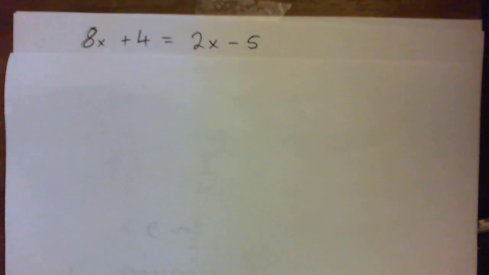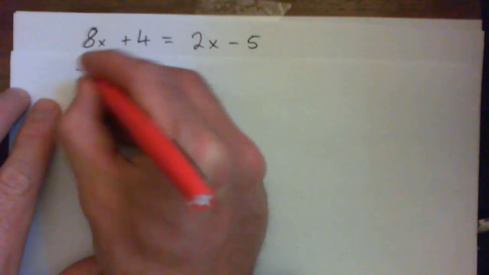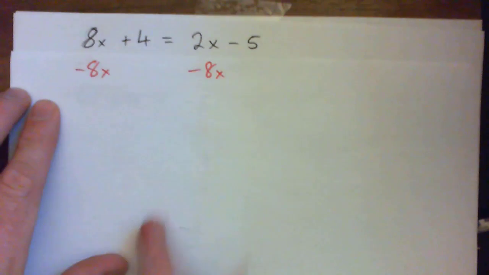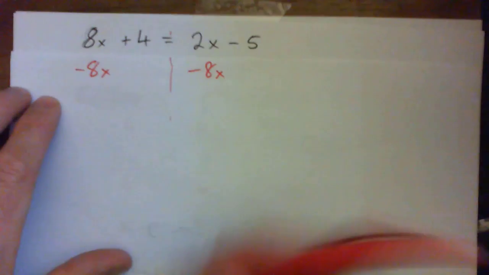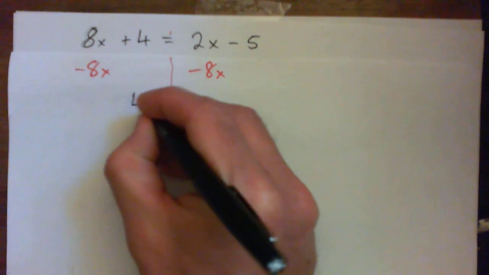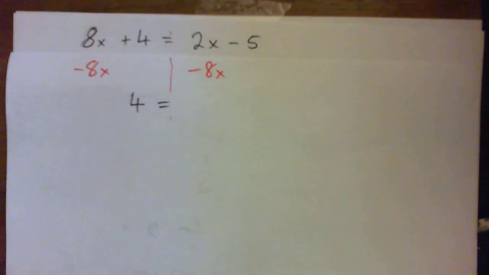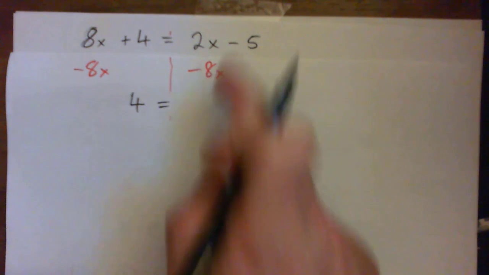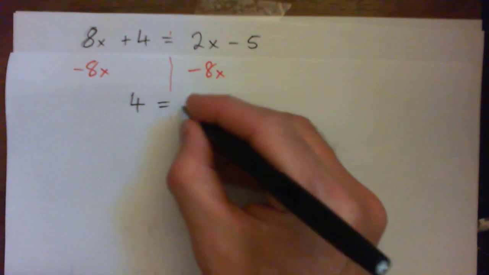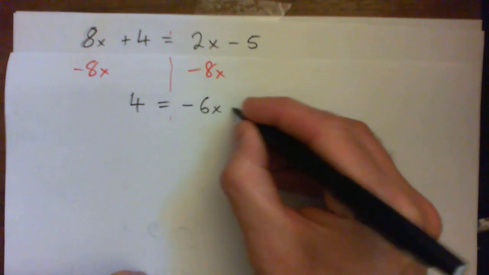We could subtract the 8x? Yeah, let's subtract 8x for fun. Let's see what happens. Now, it has to be both sides of the equal sign, right? So make sure that's happening. Now, 8x minus 8x is nothing, and so I got 4 over there. And 2x minus 8x, that's a positive 2 and a negative 8. That's 2 good guys, 8 bad guys. So isn't that -6x?